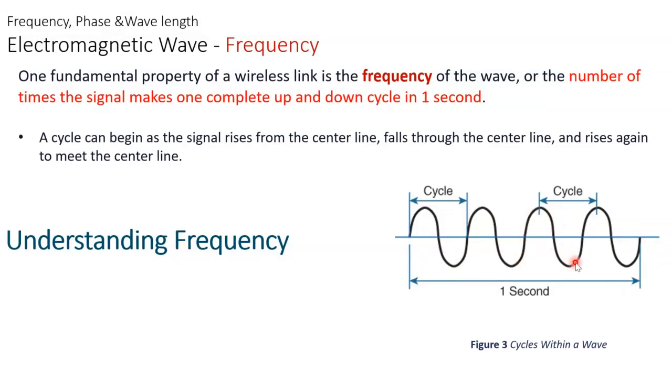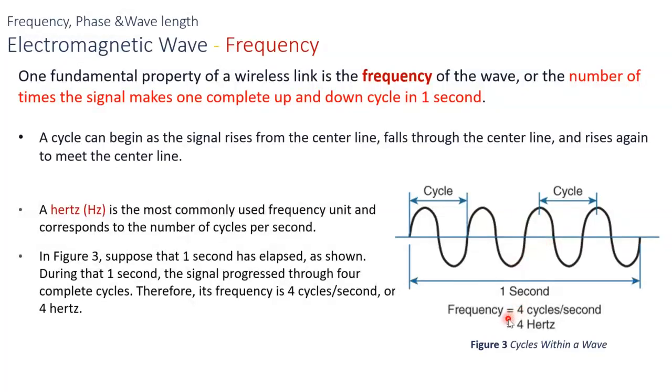Then this is the third cycle. And this is the fourth cycle. So it is making 4 cycles per second, which means that the frequency equals 4 cycles per second, or in other words, 4 hertz. So hertz is the unit that measures the frequency.